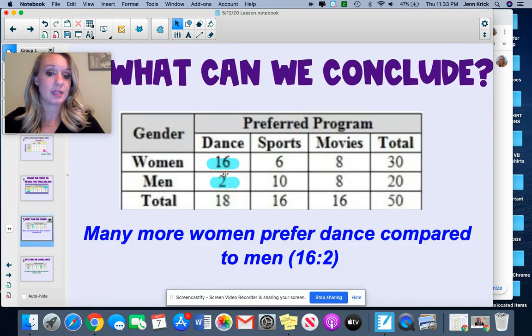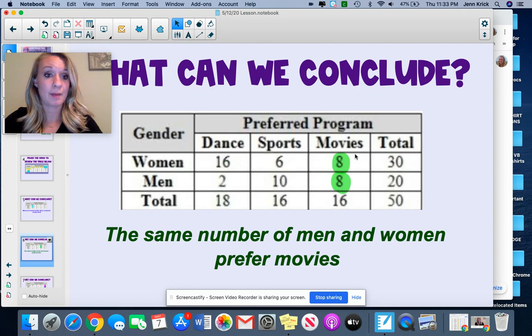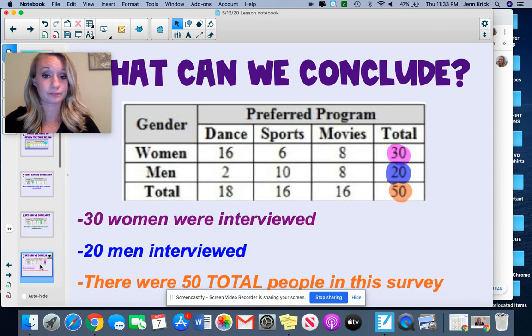Well, if I'm looking at this column, I can say that there are many more women who prefer dance compared to men, because there's 16 women who would prefer dance compared to 2 men that prefer dance. Okay. You could also tell me that the men, there's 10 of them that prefer sports compared to 6 women who prefer sports. You can also tell me that the same number of men and women prefer movies, because you've got 8 women, 8 men who prefer movies.